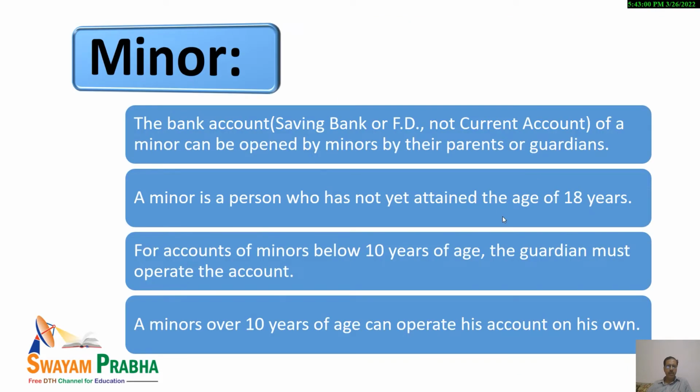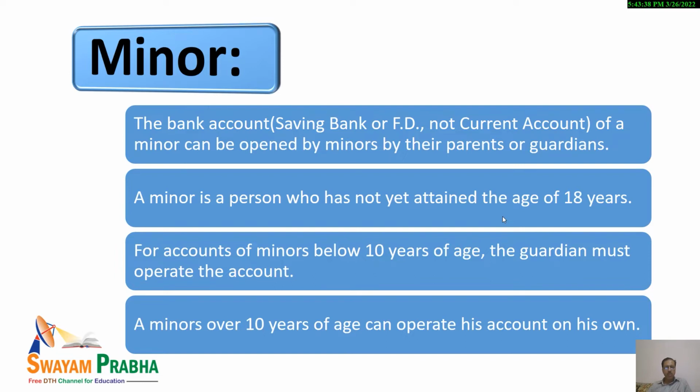So first of all, minor. Dear students, I think you know it very well. Who is a minor? A person who has not attained the age of 18 years in India will be treated as a minor. So first of all, it should be clear who is a minor. Now, in order to open an account, it may be a saving bank account or FD account, but keep in mind, not a current account. Current account is basically allowed only to the businessman who is above 18 years of age.